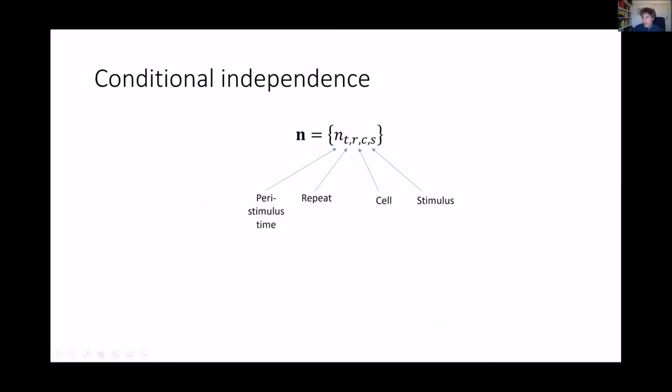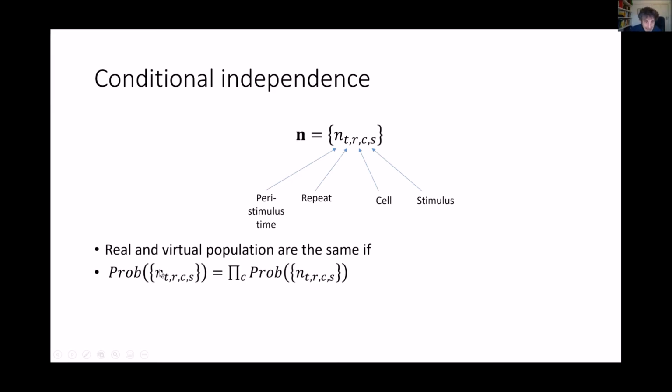So now let's see how we can summarize that idea in a more formal way. And the way you do it is with the concept of conditional independence. So remember, this is our four-dimensional array of spike counts. The real and the virtual population are the same, or are indistinguishable, if the probability that you see a particular response is the product of the probability over individual cells for a given time, stimulus, and repeat.